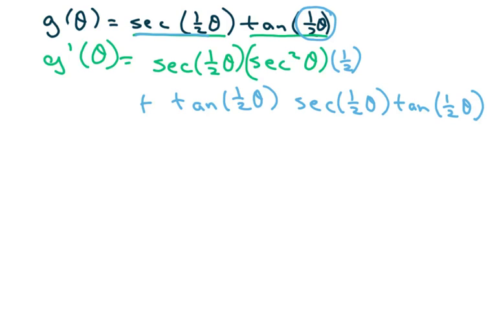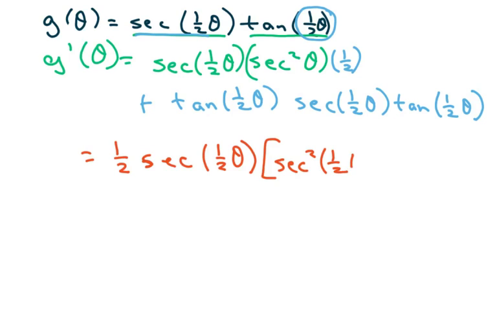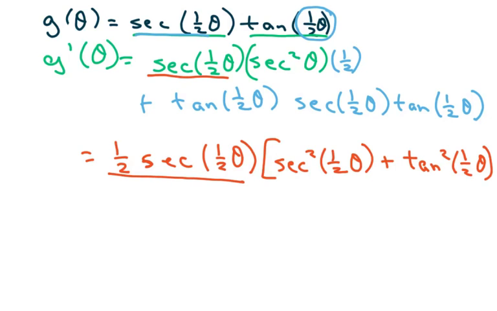And cleaning all this up, you're going to get 1/2 secant of 1/2 theta times secant squared of 1/2 theta plus tan squared of 1/2 theta. Basically I just factored out the 1/2 secant. I factored out this with this.